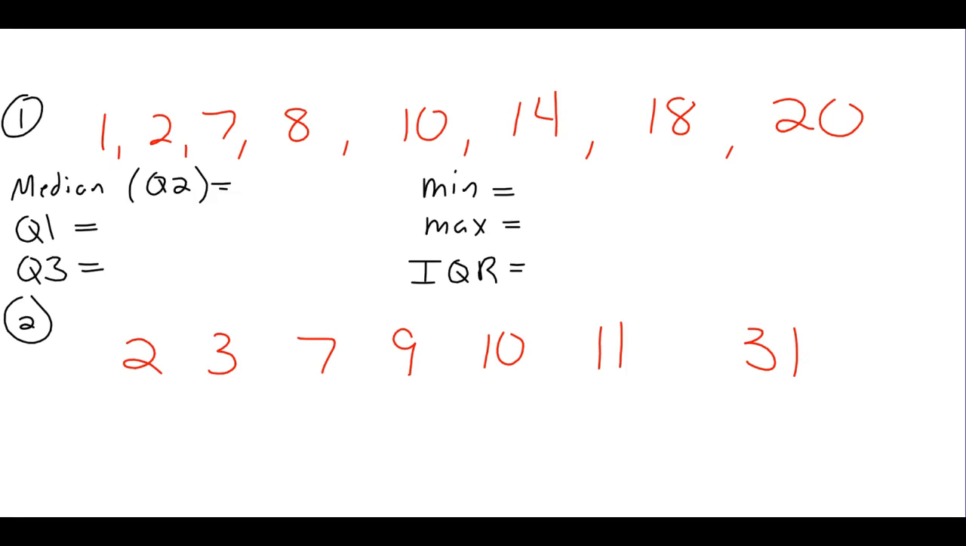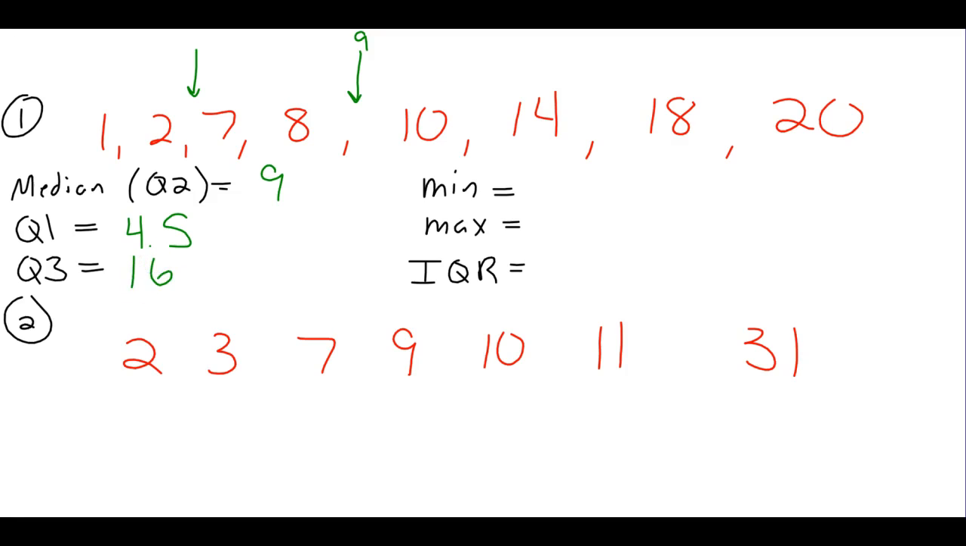On the first data set, we have an even set of numbers. We have 8 numbers. So the median would be the number between the 4th and 5th numbers, which would be 9. What's the median of the numbers to the left of 9? 4.5. What's the median of the numbers to the right of 9? 16.